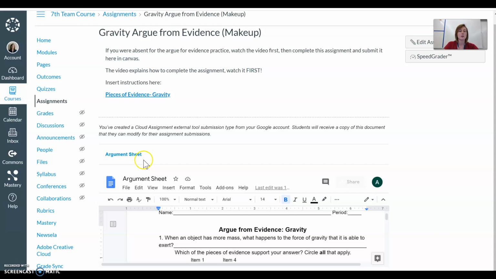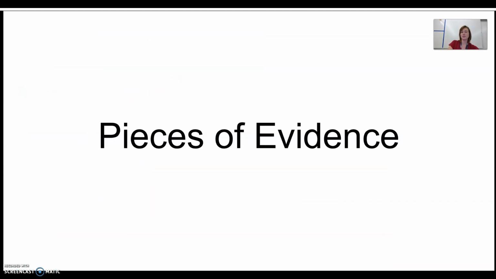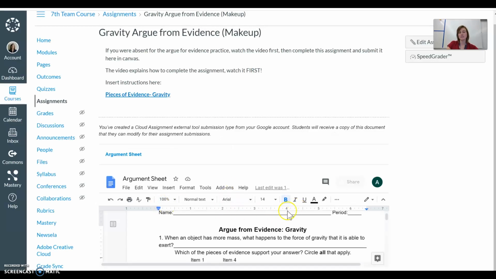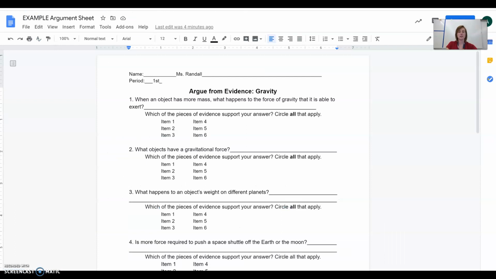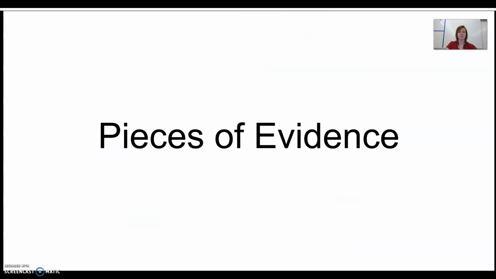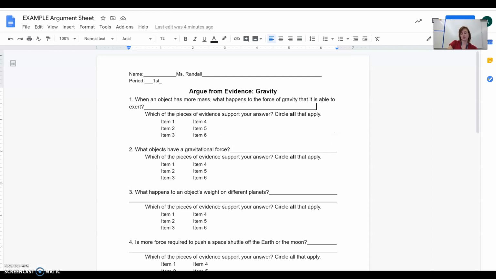So first of all, make sure that you click on this link here and it'll open up the pieces of evidence into a new tab. And then also, we've got such a tiny sliver of the Google Doc down here. It helps if you click on this link right here. So click on both of these links and it'll open up the Google Doc into a new tab, and then also the Google Slides of the pieces of evidence into a new tab.